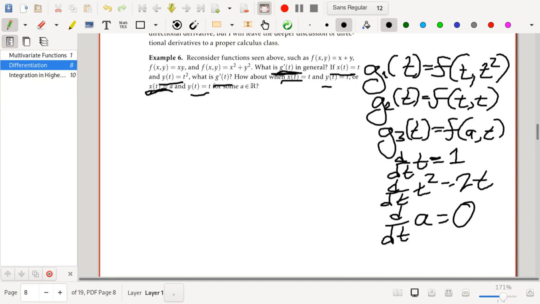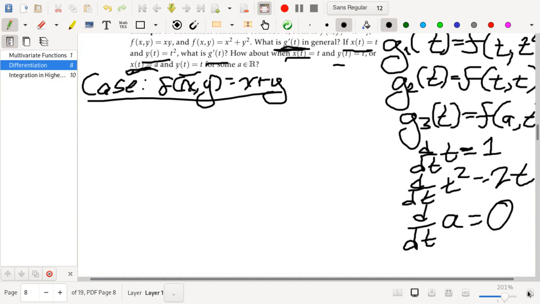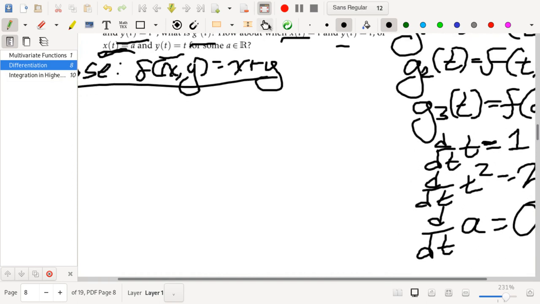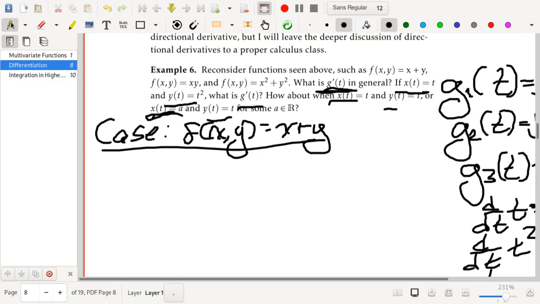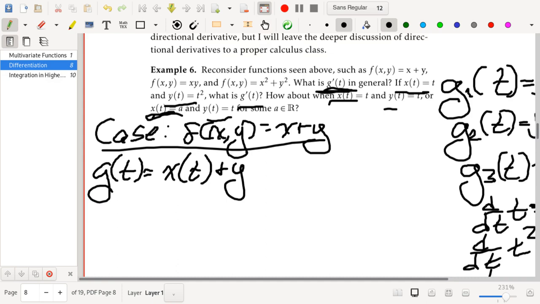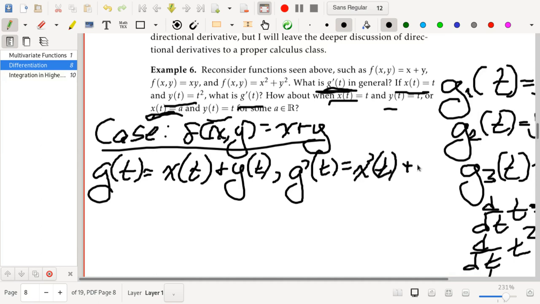All right, let's start with the linear case. f of x, y is equal to x plus y. Okay, we're probably going to want to zoom in for this. Get some more space. All right, if this is going to be our function, then a path, g of t, will be x of t plus y of t, in which case, in general, the derivative of the path, or the pathwise derivative of this function, will be x prime of t plus y prime of t.